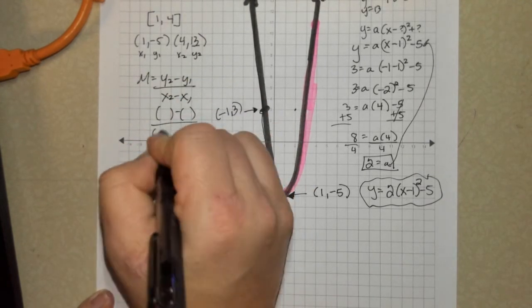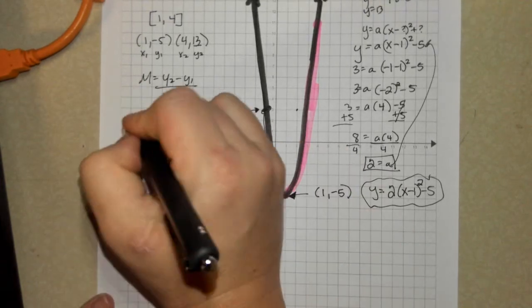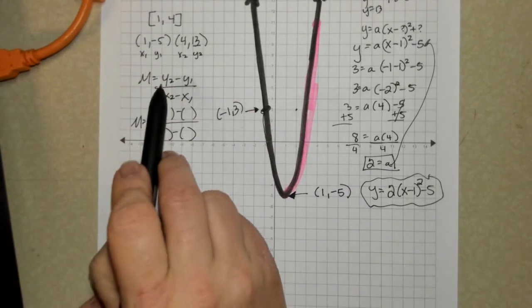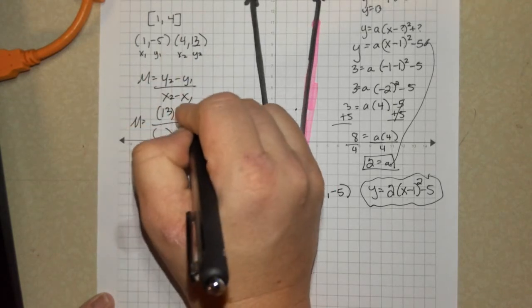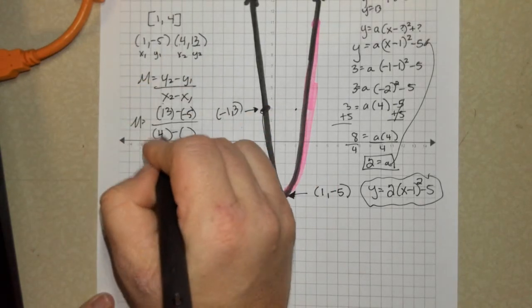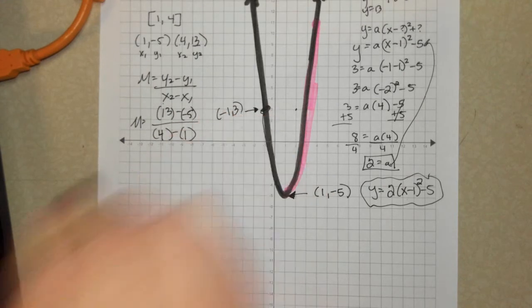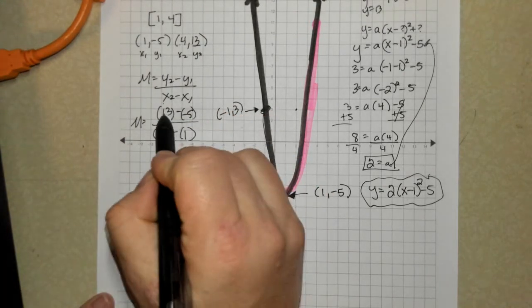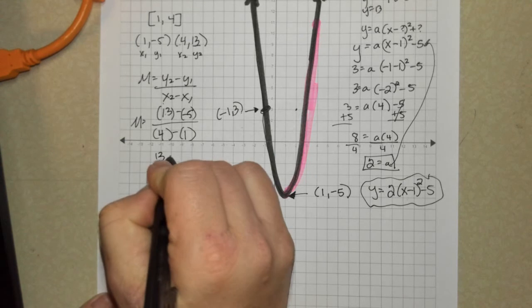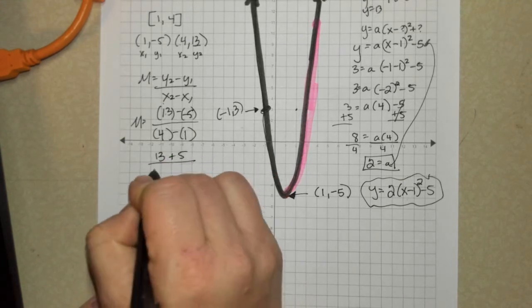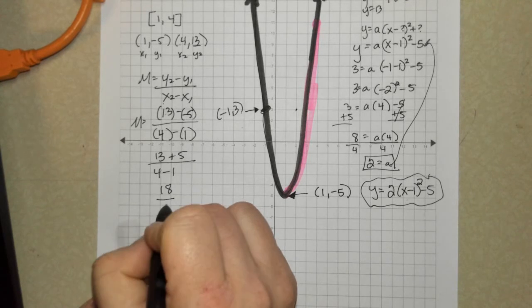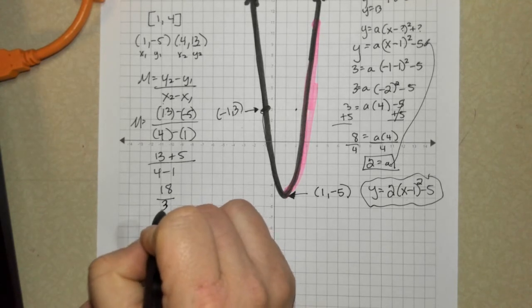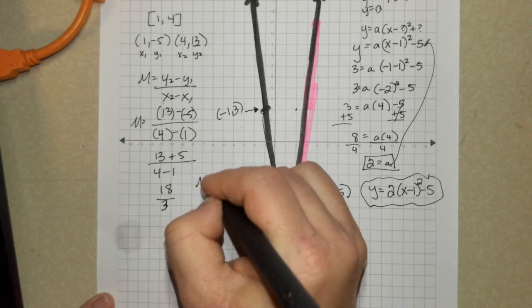I choose to put parentheses just to lessen the chance of making a simple mistake. y2 is 13, y1 is negative 5, x2 is 4, x1 is 1. Two negatives make a positive, so this is really 13 plus 5 over 4 minus 1. 13 plus 5 is 18, 4 minus 1 is 3, and I know that 18 divided by 3 is 6.